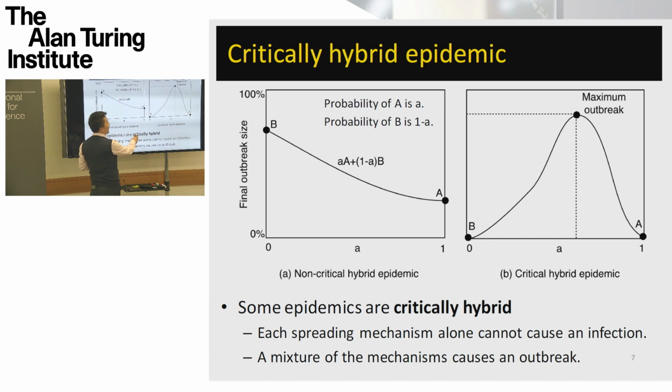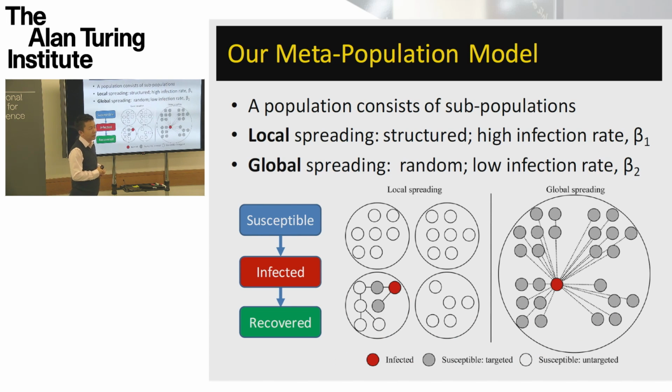That's called a critically hybrid epidemic. After our study, we asked where we would find this critically hybrid epidemic. We found that they mostly happen in a population called a metapopulation, that is, a population consisting of a number of subpopulations. A subpopulation can be thought of as a cluster or community inside a larger population.